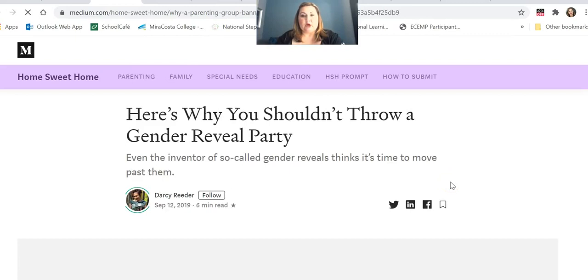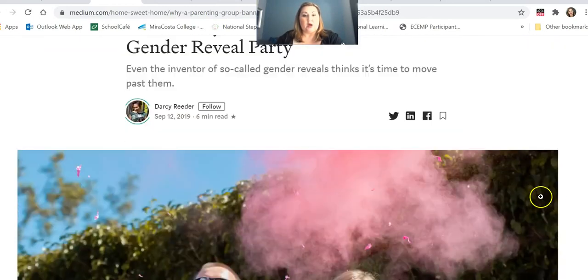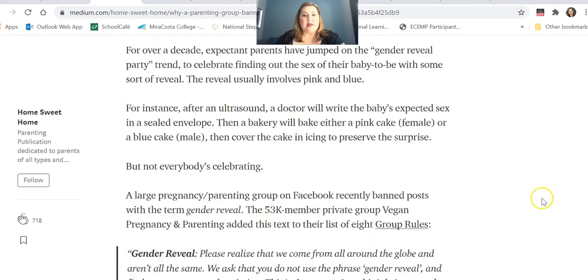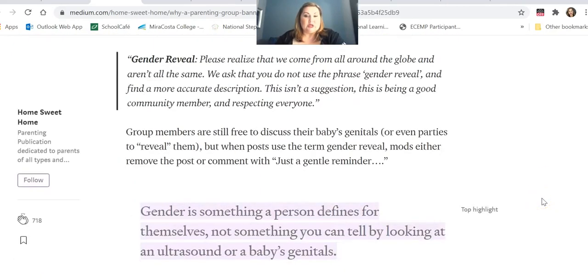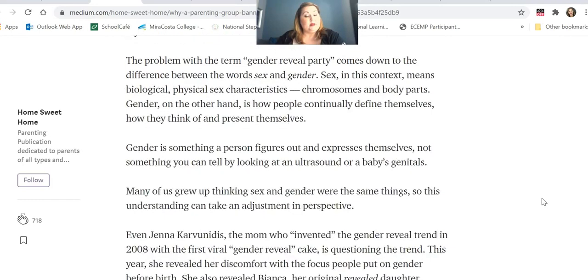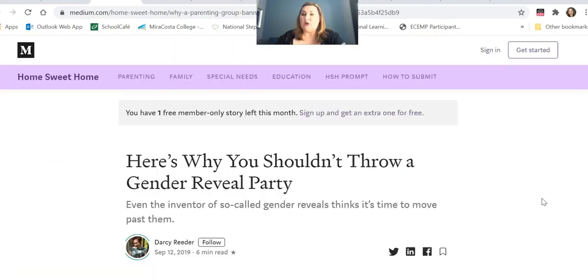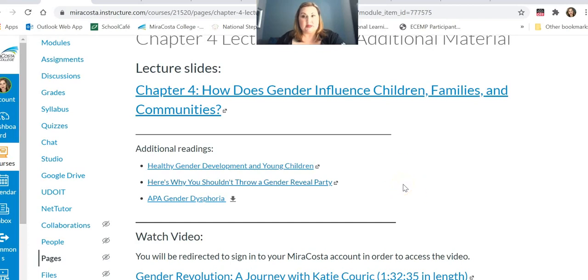How many of us have heard about gender reveal parties? So this is somewhat of a blog for you to read about why gender reveal parties might not be such a good idea, or at least have you read the information and then decide for yourself, how has your opinion of gender reveal parties changed based on this.